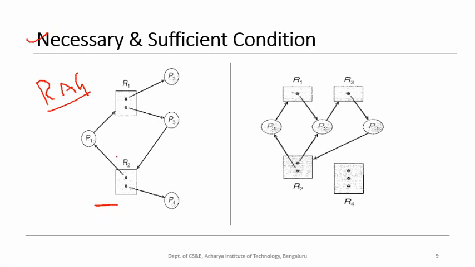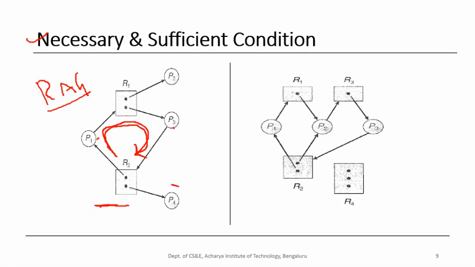Now there is a cycle. If you look at this diagram carefully, there is a cycle. And who are participating in the cycle? P1 and P3. Can we say that these two processes are in a deadlocked state? No. Just the mere presence of a cycle in the resource allocation graph cannot guarantee that there is going to be a deadlock. So that's why we say that this is a necessary condition but not sufficient for deadlock to occur.